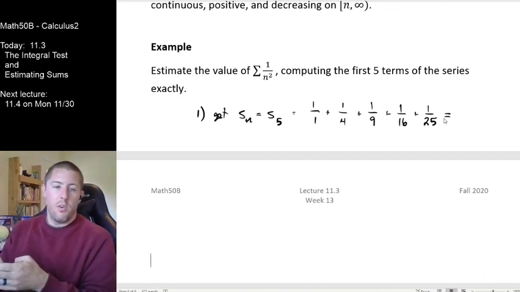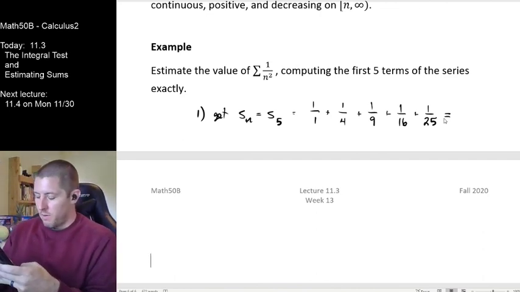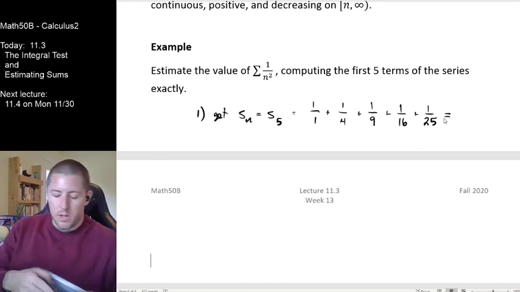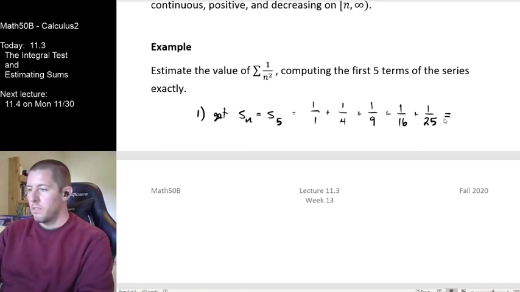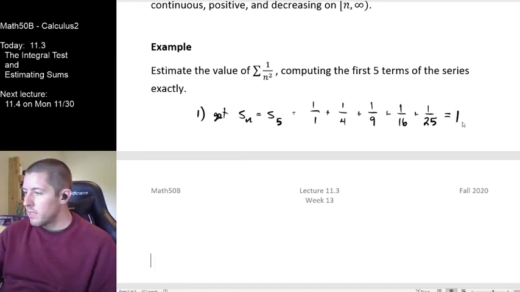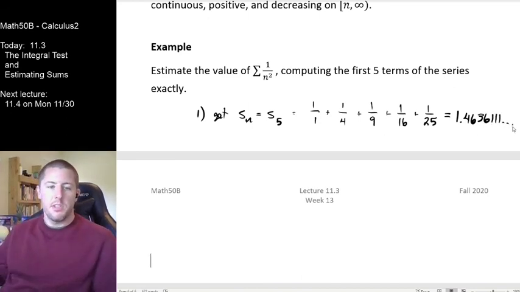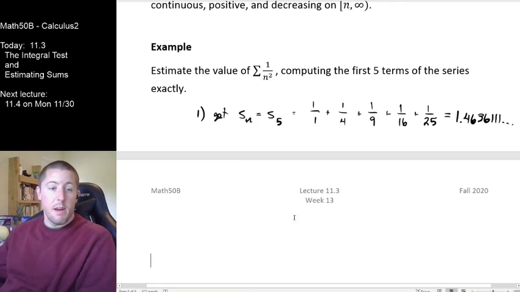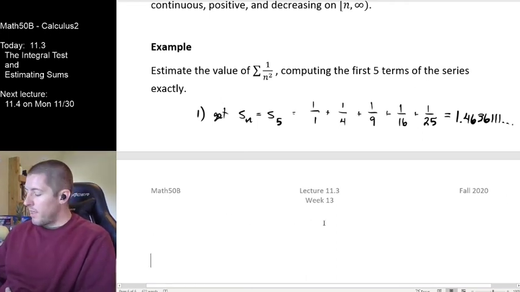I want to know what this is actually going to be. I'm going to get this as a decimal right here. So 1 plus 1 over 4 plus 1 over 9 plus 1 over 16 plus 1 over 25. And I'm getting 1.4636, and then all ones forever out there. So that's a reasonable estimate right there, but I want to place good bounds on this.